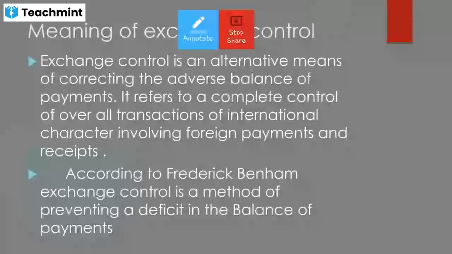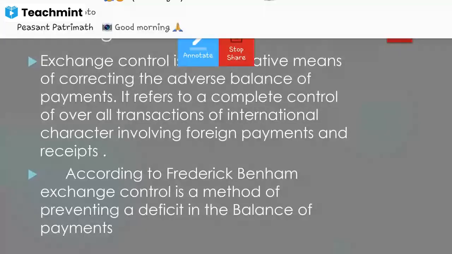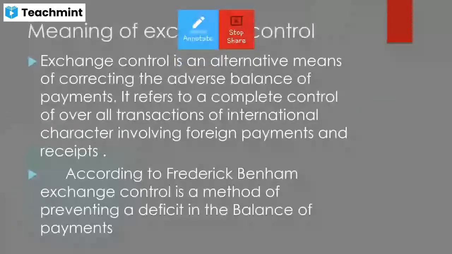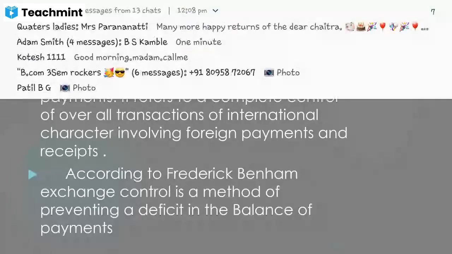Here one definition is given according to Frederick Benham. Exchange control is a method of preventing a deficit in the balance of payment. Indirectly, he says that exchange control is an important method to check adverse balance of payment. My dear students, many more definitions are there and more or less all the definitions remain the same. One more definition I would like to express here: any form of official interference with the freedom of dealings in foreign exchange is nothing but exchange control.